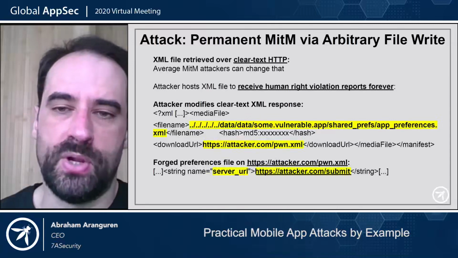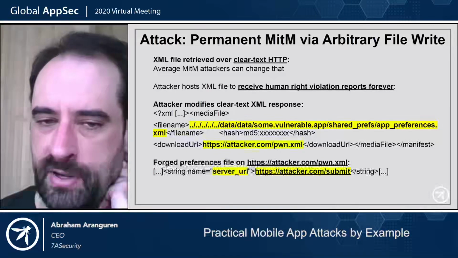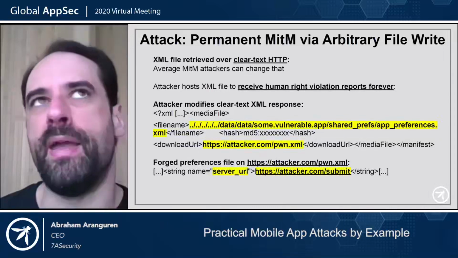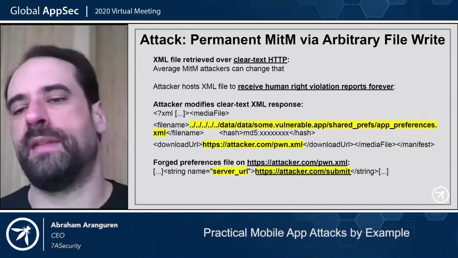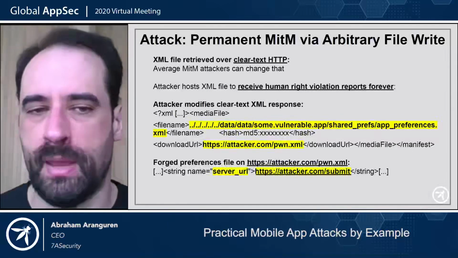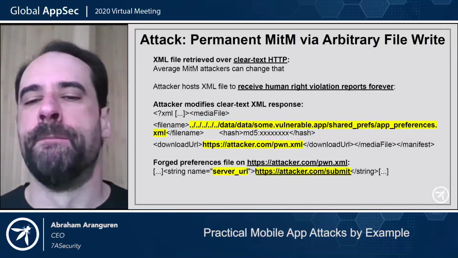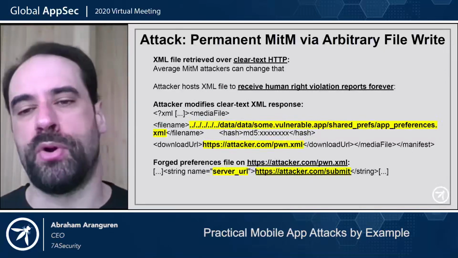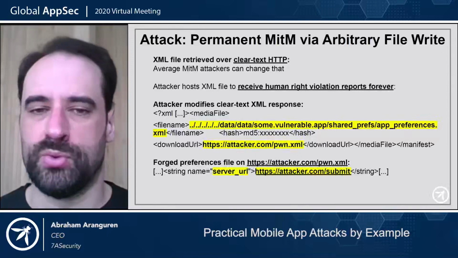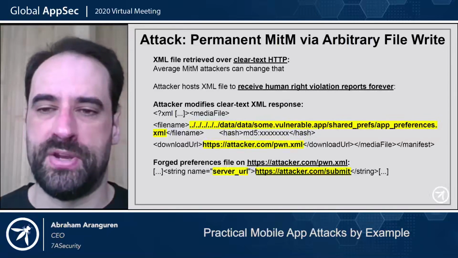So in the end, we get the preferences completely overwritten with preferences of our choice as an attacker. And then this resulted in a permanent man in the middle, because in this preferences file, you could specify which server you're going to send the human rights violations to, right? So a government, for example, could exploit this vulnerability and get all the population to report the human rights violations to the government instead of to the NGO, right?